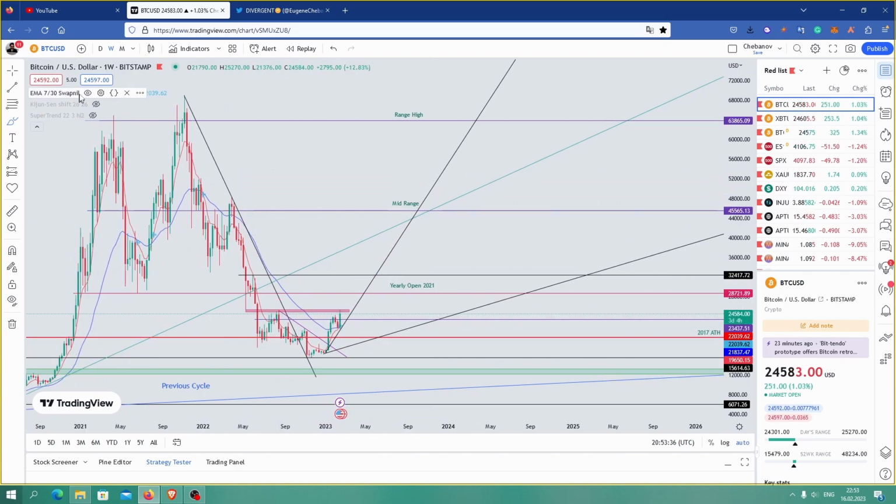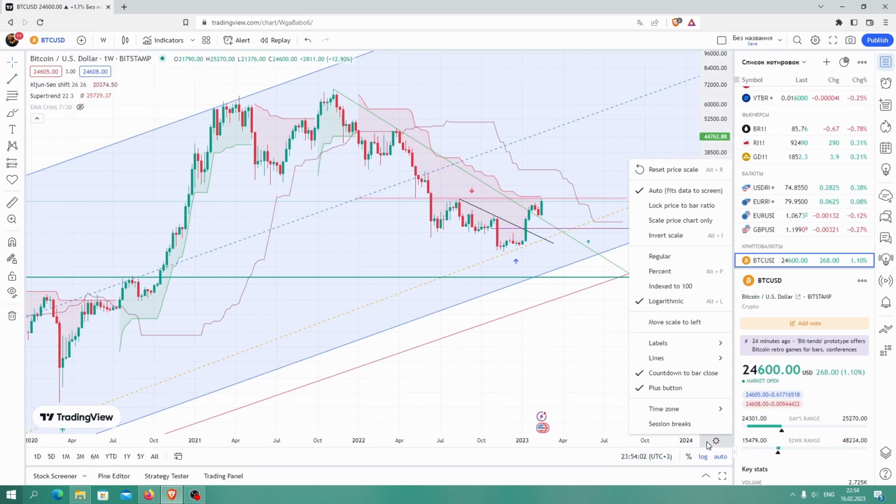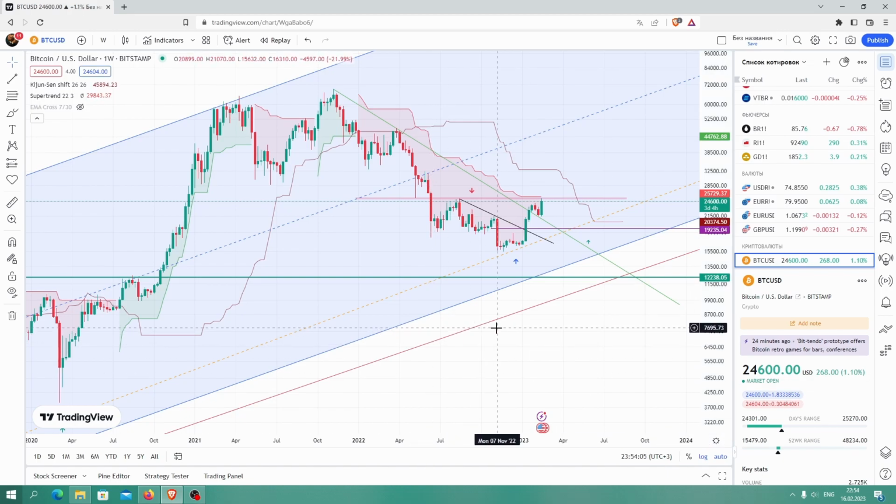As you can see, we have these 7 and 30 EMAs. They perfectly work as support indicators. If we lose it, then definitely we would go lower, even much lower. This bullish formation would actually be broken. And also I mentioned from this chart, from what we call the logarithmic chart, as we used it.